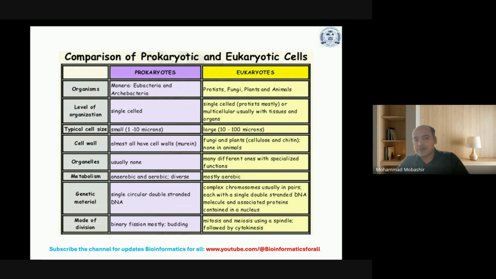And there are some metabolic differences, like anaerobic and aerobic diversity in prokaryotes, but in eukaryotes, mostly aerobic metabolic activities can be observed. In terms of genetic material, a single circular double-stranded DNA is present in prokaryotes, while in eukaryotes you can see well-defined nuclear DNA. Mode of division: binary fission, and you can also see budding, but in eukaryotes you can see proper cell division processes like mitosis and meiosis.